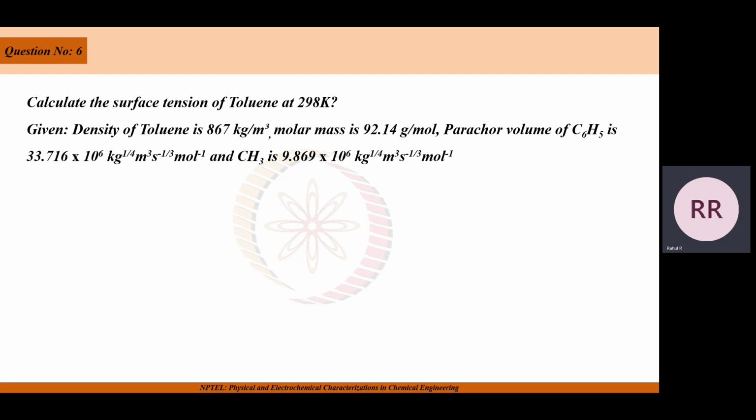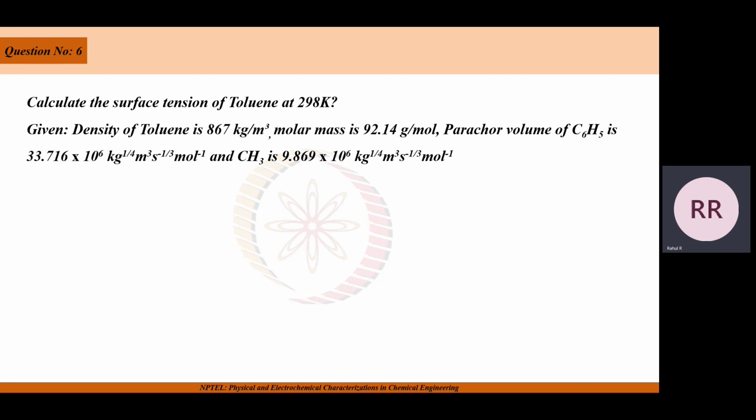I'll go to the next question. Calculate the surface tension of toluene given the density of 867 kilogram per meter cube. Molar mass is 92.14 gram per mole. Parker volume of C6H5 is 33.716 into 10 raised to 6 kilogram raised to 1 by 4 meter cube second raised to minus 1 by 3 mole inverse, and the Parker volume of CH3 is given by 9.869 into 10 to the power 6. So we need to calculate the surface tension, which is the gamma of this.